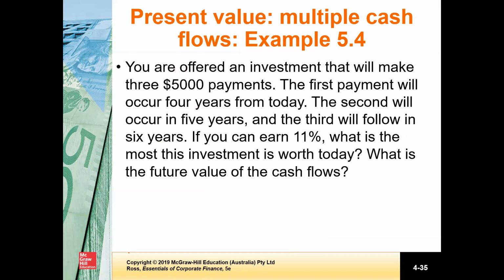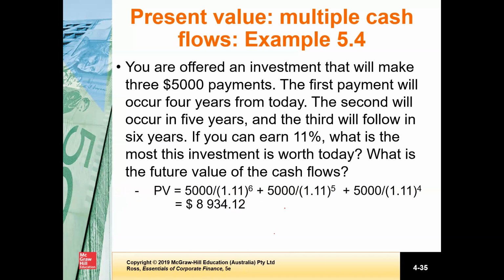You are offered an investment that will make 3 $5,000 payments. The first payment will occur 4 years from today. The second one occurs in 5 years. The third will follow in 6 years. If you earn 11%, what is the most this investment is worth today? Okay, so essentially, you need to find out what is the value of this investment today. If you are expecting 5,000 in 4 years, which is the first payment, and the second one in 5 years, and the third one in 6 years. Okay, so look how we calculate present values.